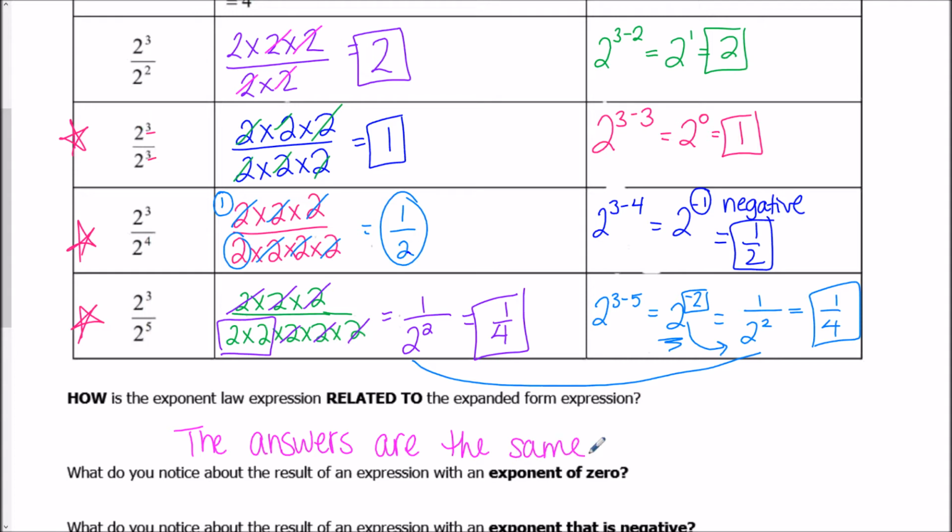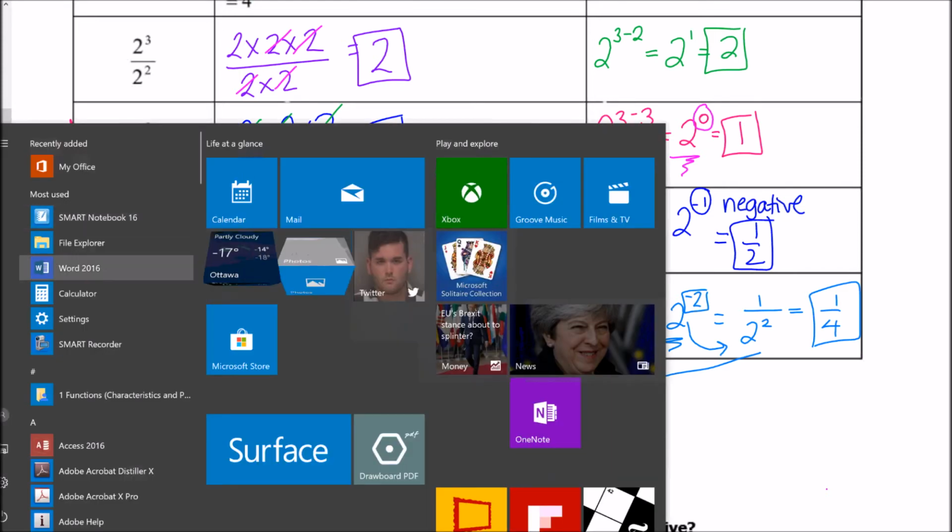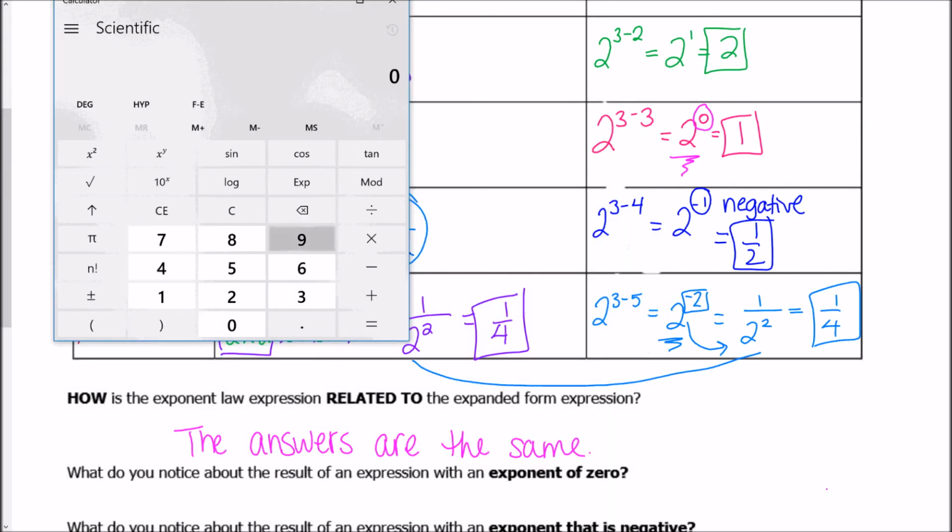Okay, and then it says, what do you notice about the result of an expression with an exponent of 0? So that's this one right here. We got an exponent of 0 here, and we ended up getting 1. So let's try another number right here. So I'm going to type in 9, raise that to the power of 0. So 9 to the power of 0 right here, and I end up getting 1.